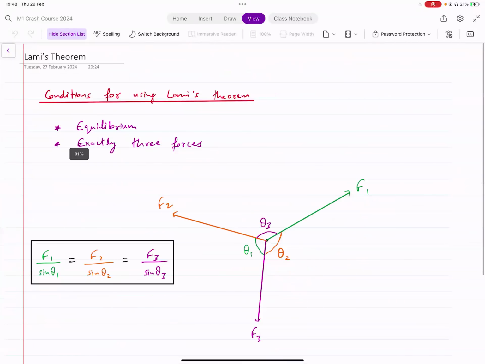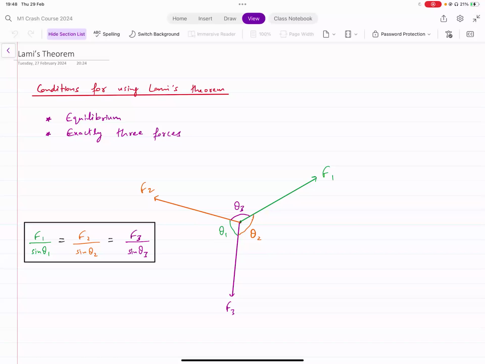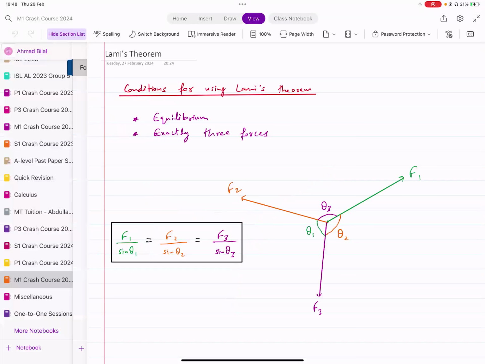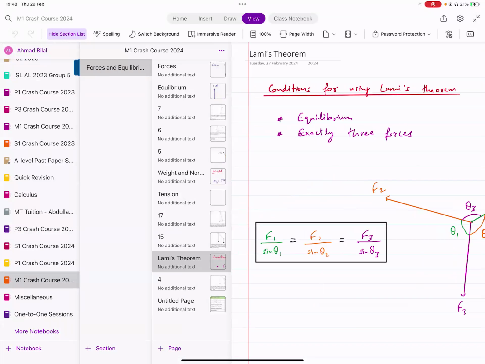And in the last class, we'd also talked about this theorem called Lamy's theorem that makes our working much simpler in some types of questions where you have three forces and those three forces are in equilibrium. When you have a situation like this, you can use this Lamy's theorem, and that makes your calculation much quicker. Okay, that's what we did. So by now, I expect you to have completed and submitted the forces and equilibrium worksheet, the first one that I posted.